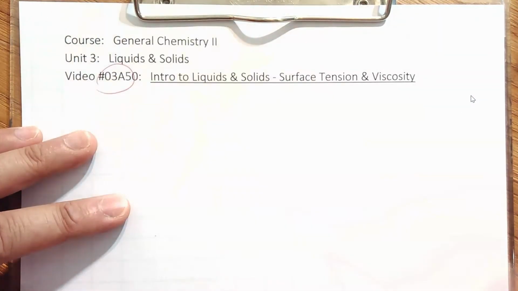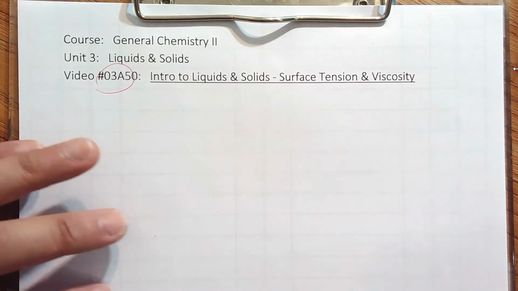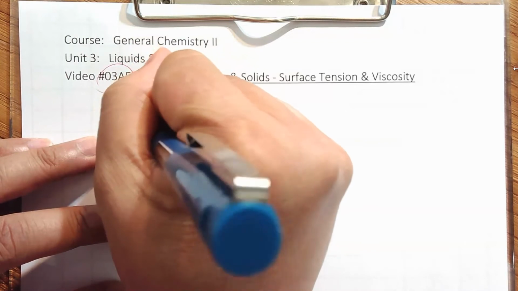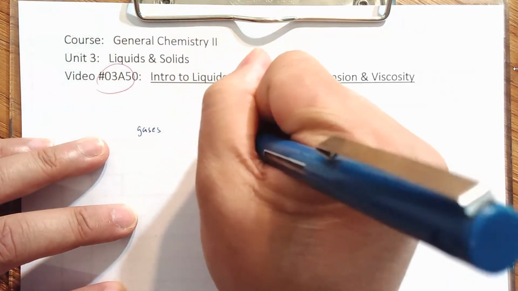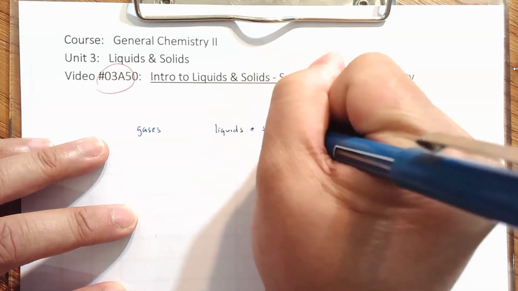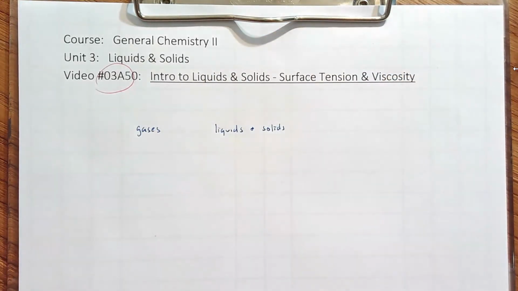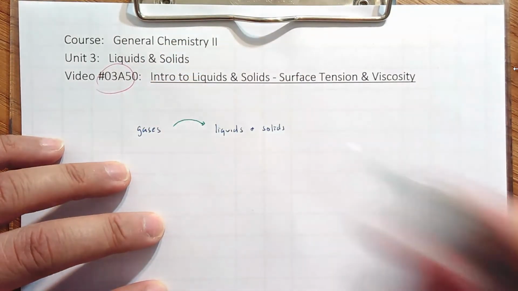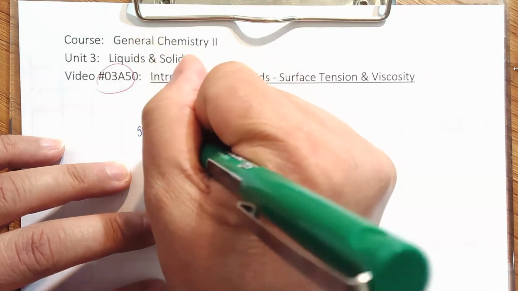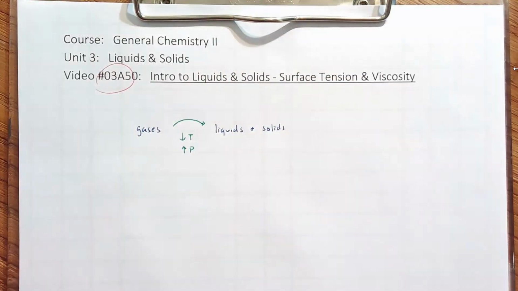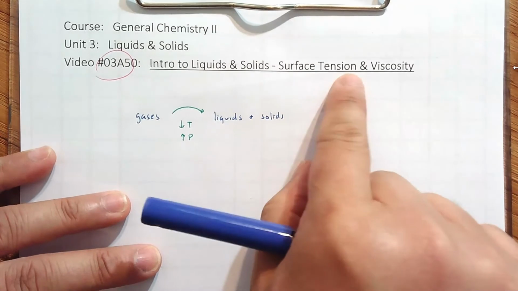Okay, before I talk about those two properties, let me just put a little schematic here: we can change gases into liquids and solids by changing, either lower the temperature or raise the pressure. The first property I want to discuss is surface tension.